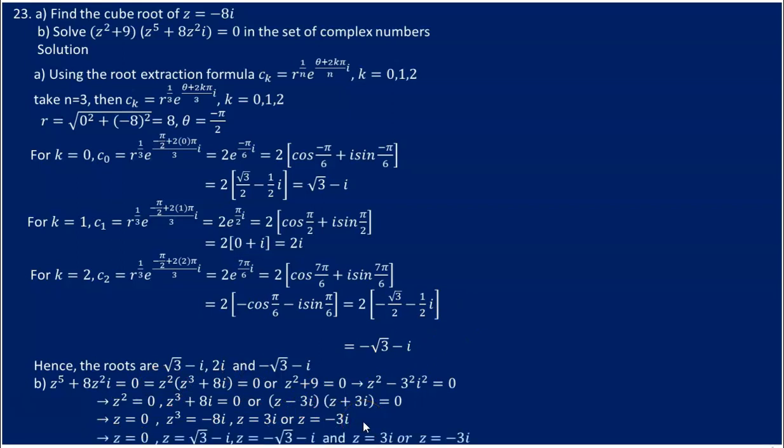So proceeding to the next one, look, z is going to be 0, directly taken from this one. Z here is radical 3 minus i, 2i, minus radical 3 minus i. All these three are obtained directly from the obtained solution in A. And finally, z equals 3i or z equals minus 3i. So how many solutions we have? 1, 2, 3, 4, 5, 6. So 6 different solutions can exist for the question letter B.